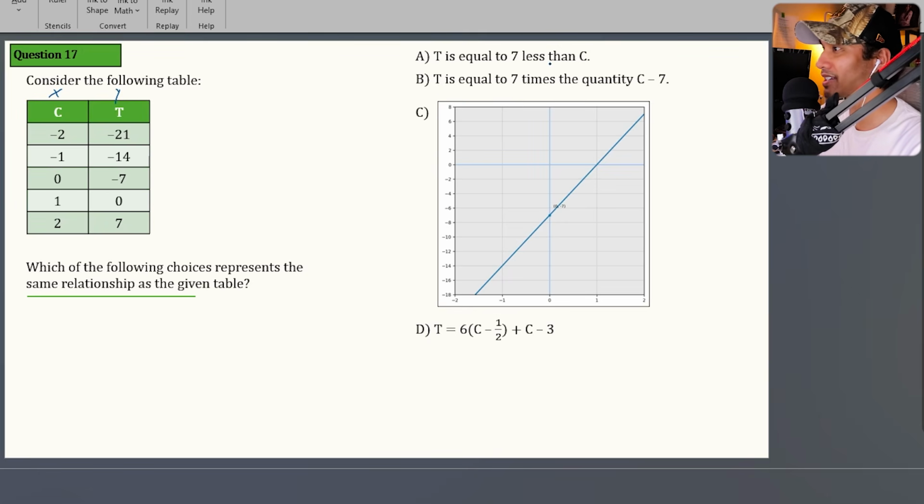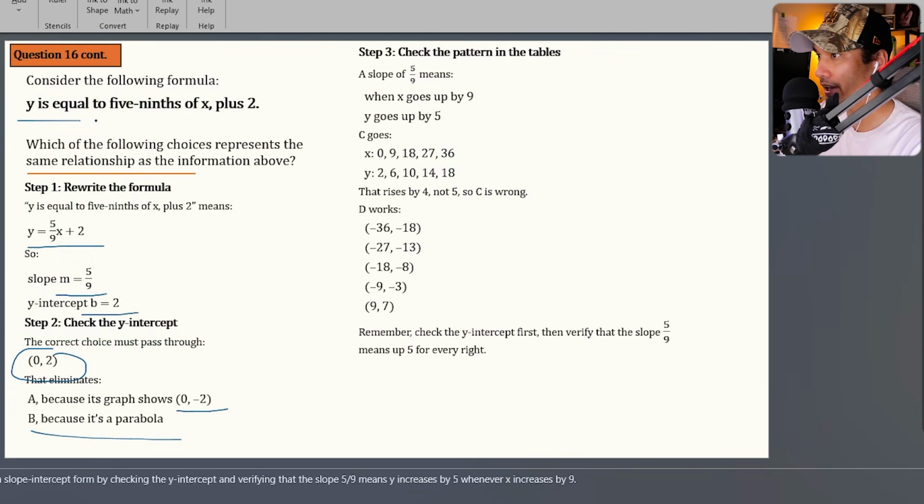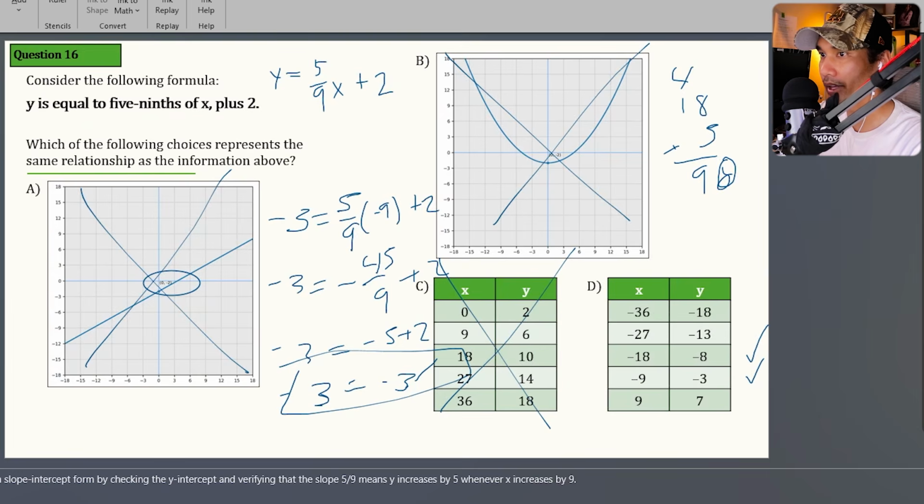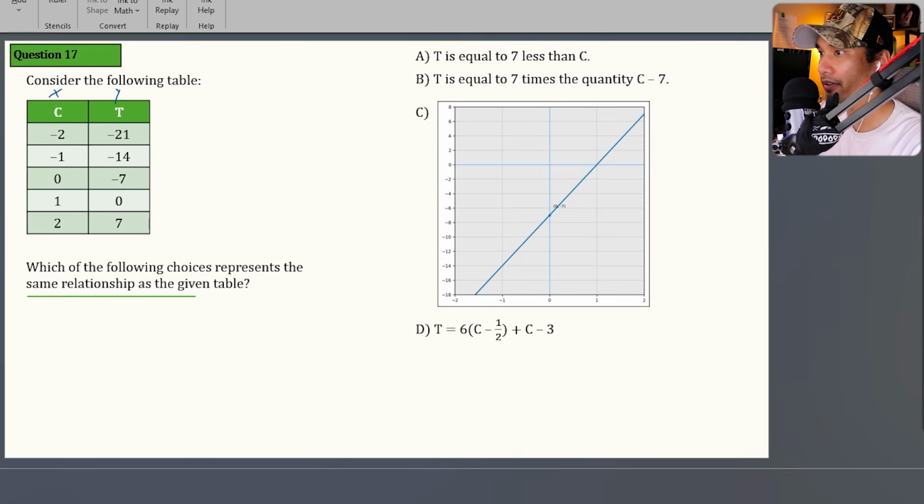T is equal to, or actually, in this one we are not given the formula, okay? We are not given the formula like in these questions. Now we have to figure out the formula ourselves. And to figure out the formula ourselves, we need to find the slope and y-intercept. So there is an extra step.